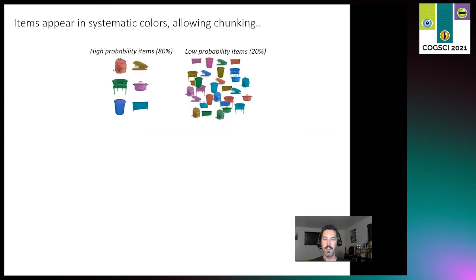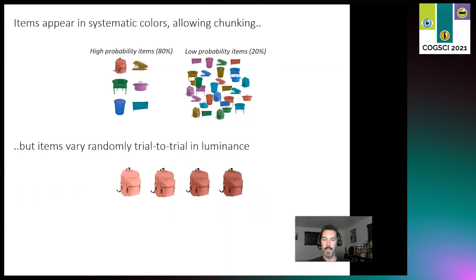As in the 2009 study, we had high probability pairings of object and color hues. For example, the backpack might most often be red, which facilitated chunking of the object and color pairings as participants learned those regularities. But the objects would not always appear in their frequent color, which again allowed us to test for and rule out guessing strategies.